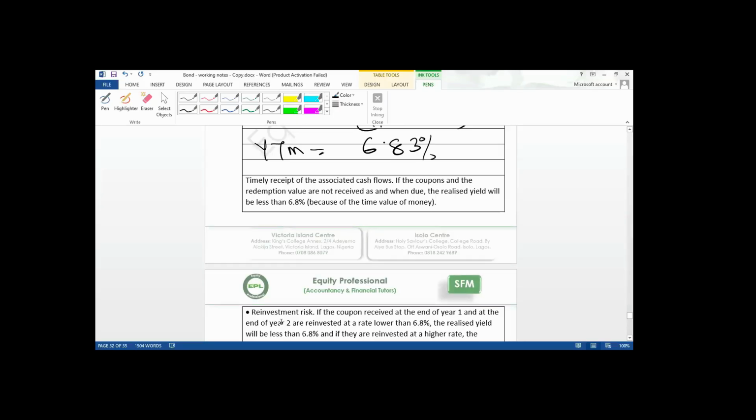Number 2 reason, reinvestment risk. If the coupons received at the end of year 1 and at the end of year 2 are invested at a rate lower than 6.8, then the realized yield will be lower.